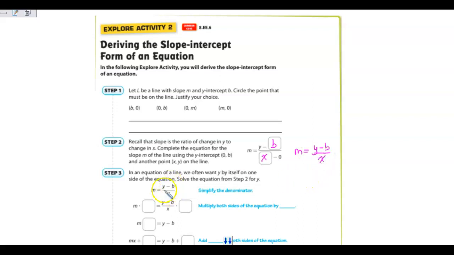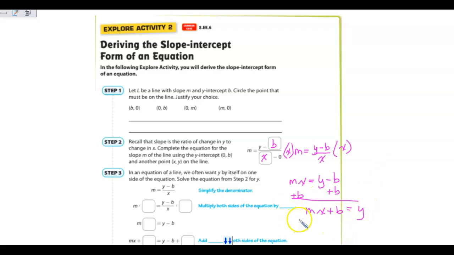Okay, and that's the step right here. Now, if I want to get y by itself, I have to move the b and the x. Well, I have to move this x. I can't move the b until I move that x out of the way. And as we've already learned, I can do that by multiplying both sides by x. And then I get mx equals y minus b. Now I can move the b. I can add b to both sides. And then I'm going to get mx plus b equals y.